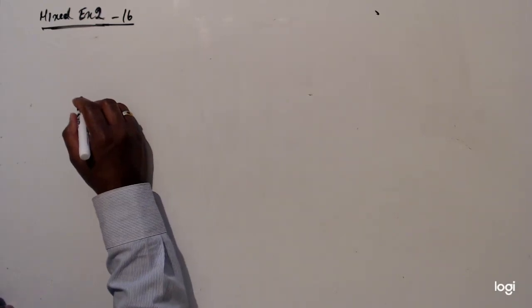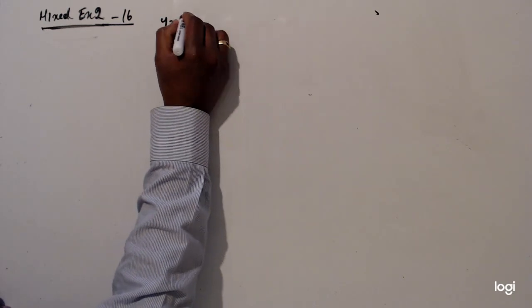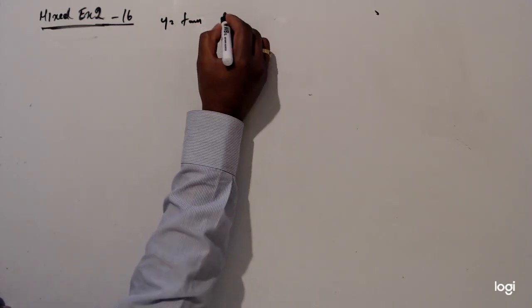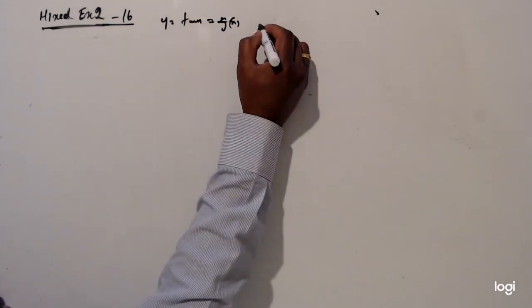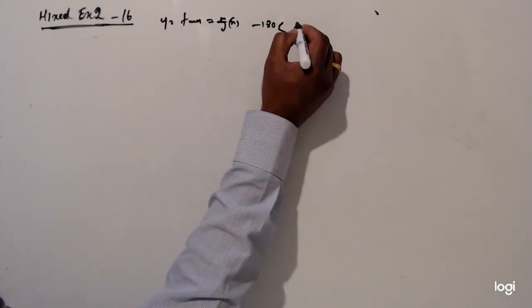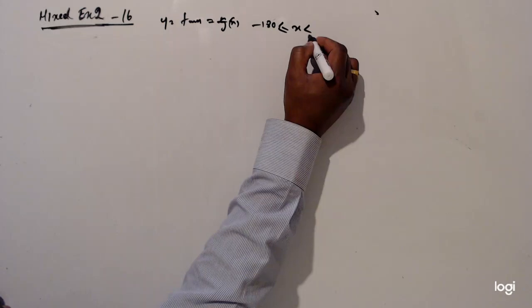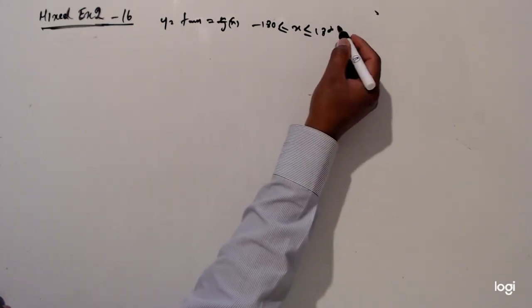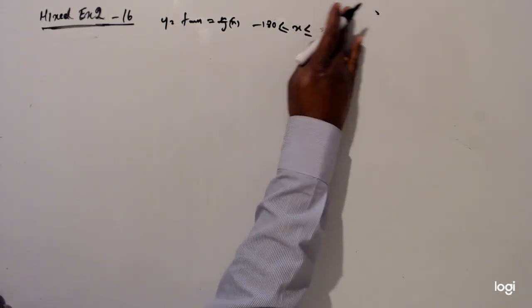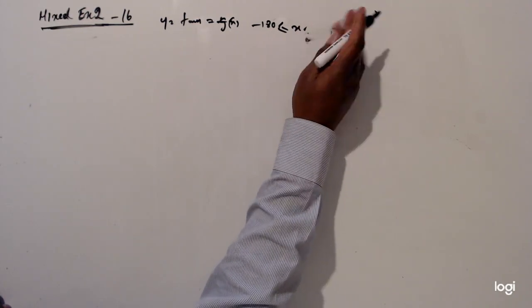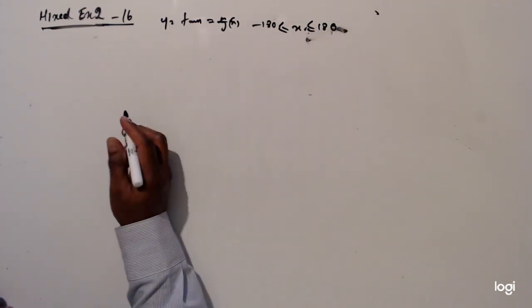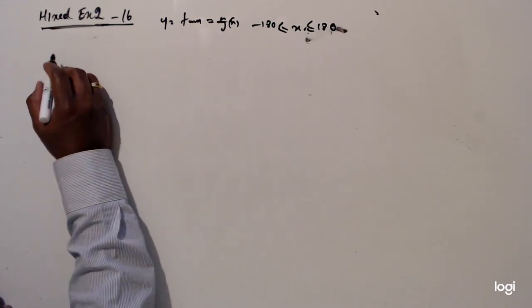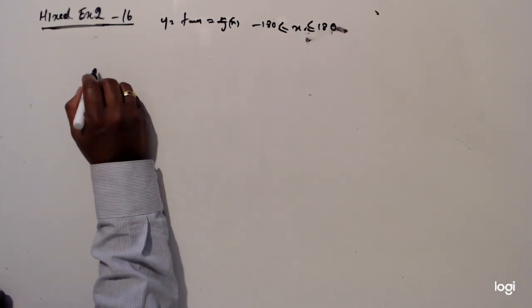Question number 16, we need to draw y equal tan x graph. The domain is minus 180 to 180. So what are the asymptotes for the graph?